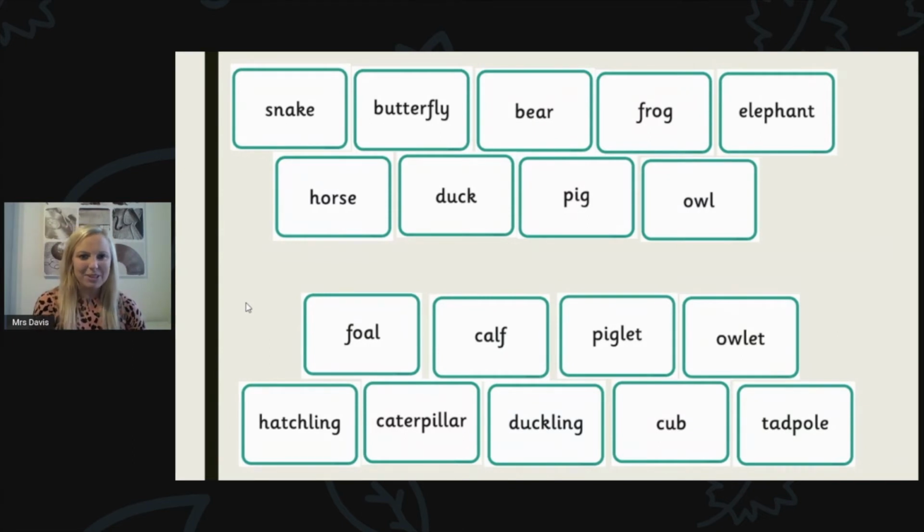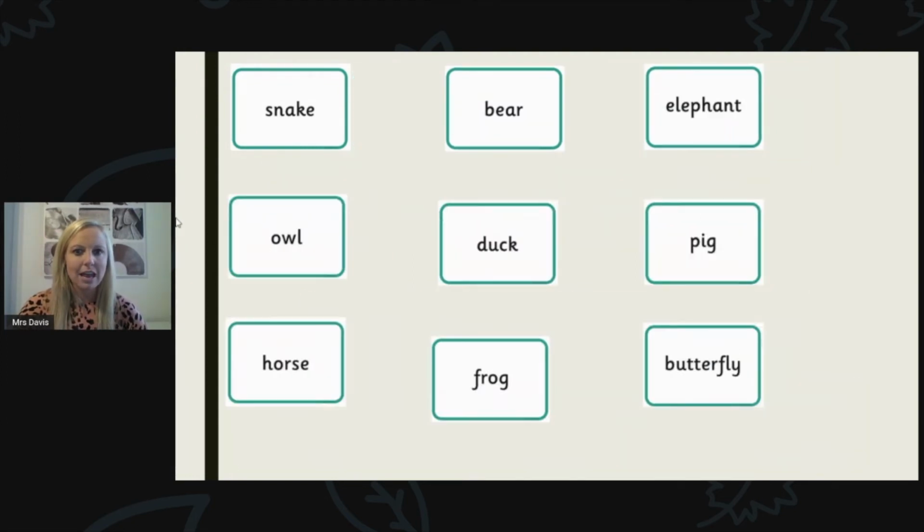Well done and welcome back, guys. So shall we have a look at these answers? Because some of them I think you will have been super clever at and quick. Others might have taken a bit of thought. So let's have a look.